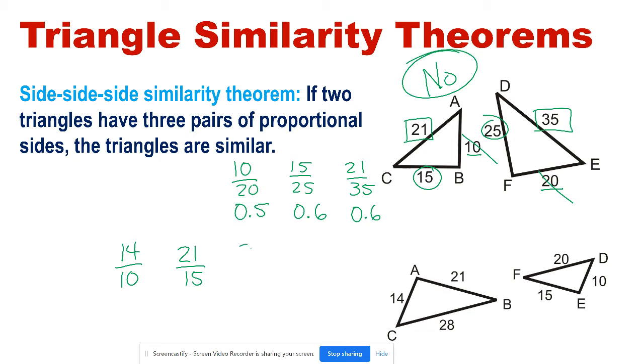And again, we've seen three different ways we can do these. We can cross multiply. We can change our fractions into decimals, or we can just simplify the fractions and see if they end up being the same. I would say for side, side, side, when you're dealing with three pairs of sides, either change them into a decimal or simplify the fractions. Don't do the cross multiplying because that gets complicated when you have three fractions.